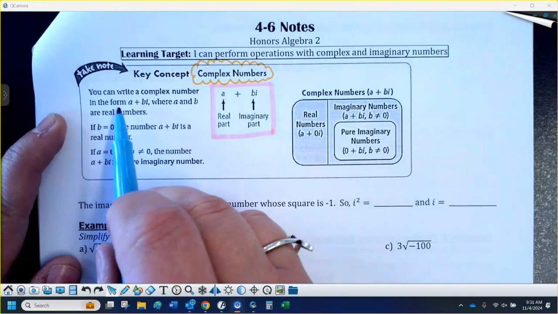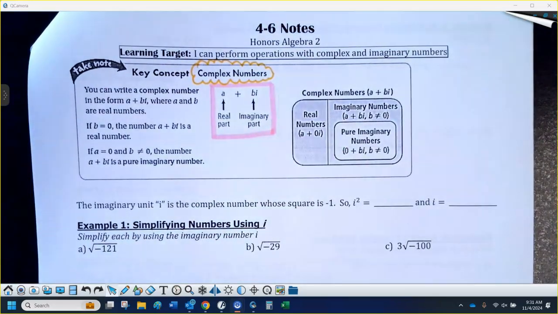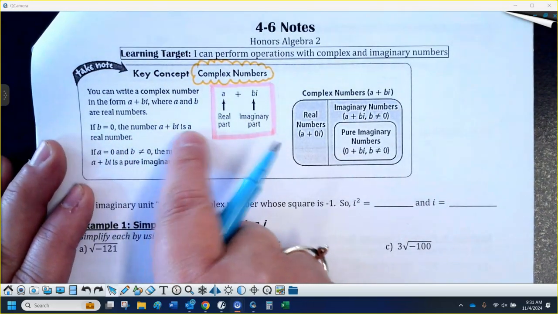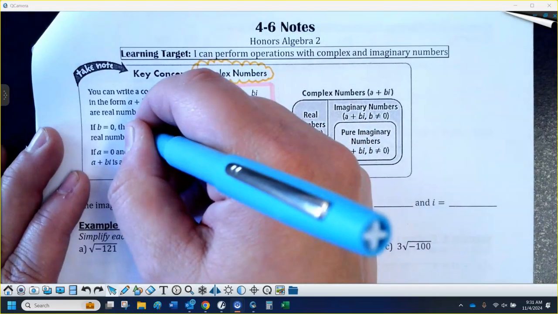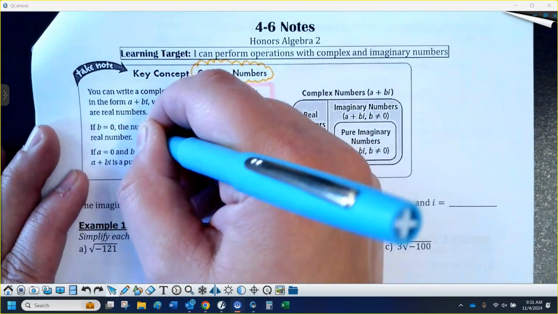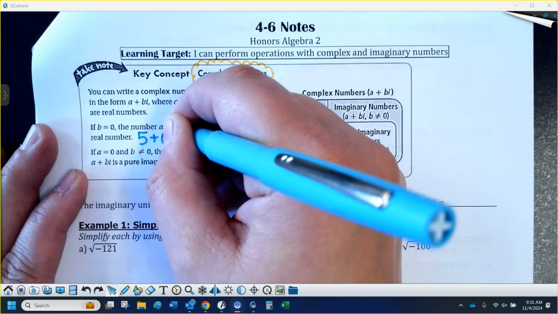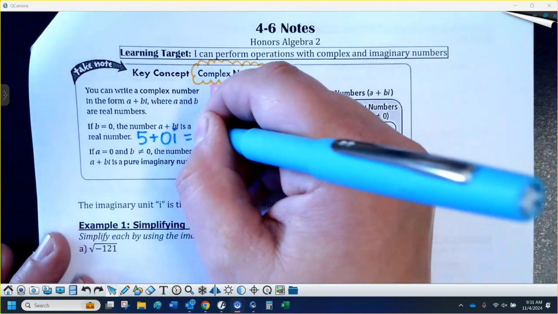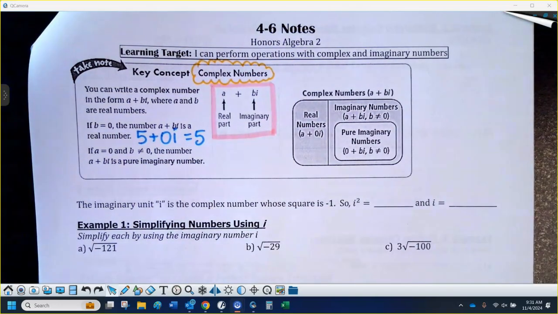All right, so complex number, a plus bi, a and b are real numbers, and you can write a normal number, let's say the number 5. It says if b is 0, then the number a plus bi is a real number. So if I had the number 5, technically I could write it as 5 plus 0i. No one would do that because it's very extra and I don't need the 0i. We would just write the number 5, but you can write it in that format. So any real number can be written in this complex format.